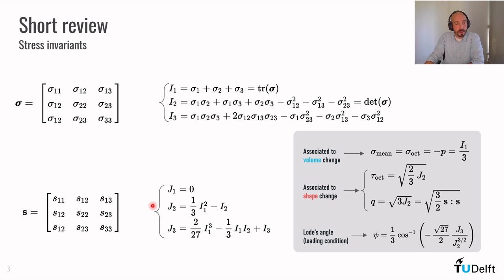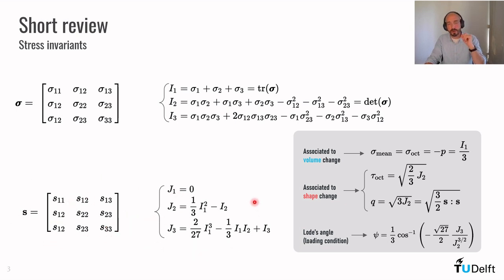We can compute the second and third invariants by the same expressions here, but we can also relate them to the invariants of the original stress. And this is what we do here. So the second invariant of the deviatoric stress is 1/3 of the square of the first invariant minus the second invariant of the original stress. It's just a different, maybe more convenient, way of computing the invariants of the deviatoric stress.